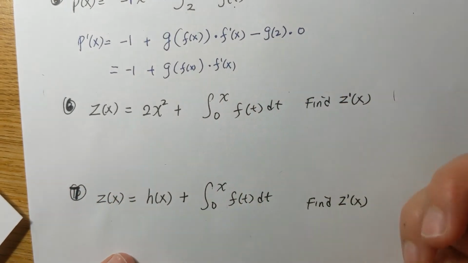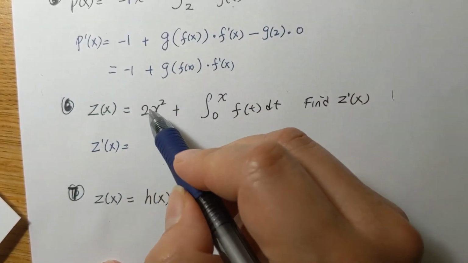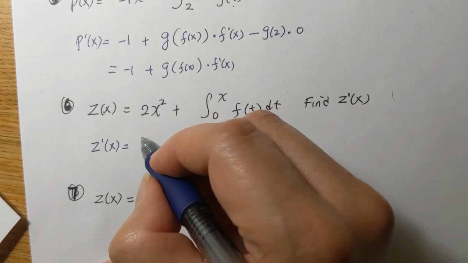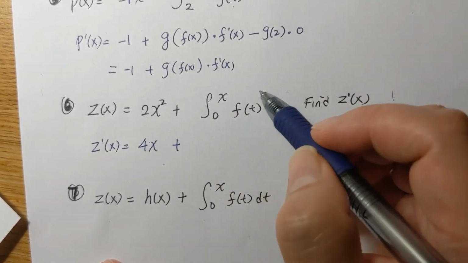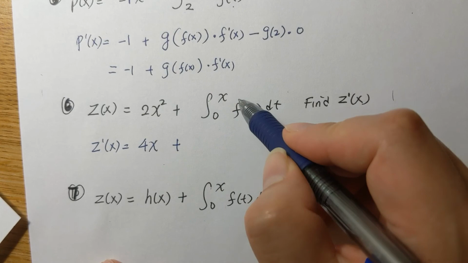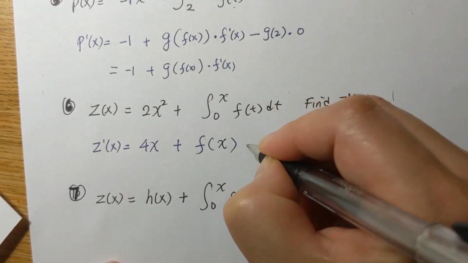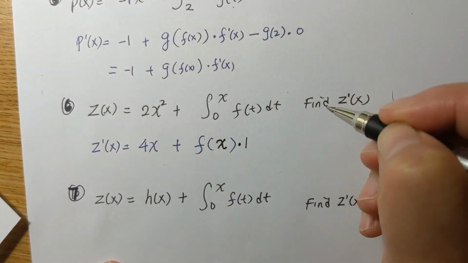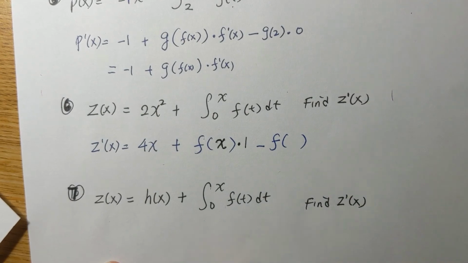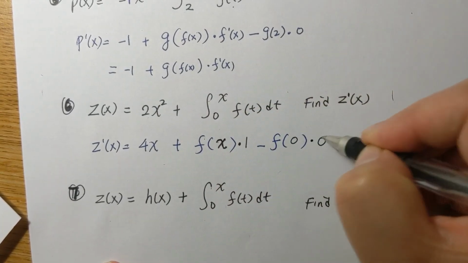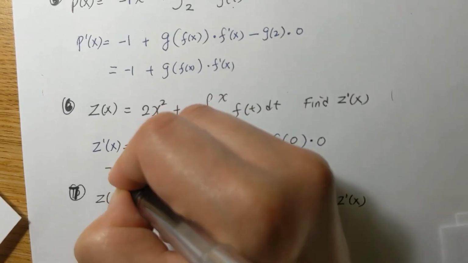Now let's take a look at number 6, z prime of x. So you find the derivative of this term first, 2x squared. The derivative of 2x squared will be 4x, and then plus. So you have an integral. You have to find the derivative of this integral. So now what do you do? You do the same thing. You find the integrand, which is f open. Wherever you see the upper part, you put it inside and multiply by the derivative of this part, which is 1. And then you subtract. You have an f, open. So now you get 0 times the derivative of 0, which is 0. And then you simplify, you get 4x plus f of x equal to z prime of x.